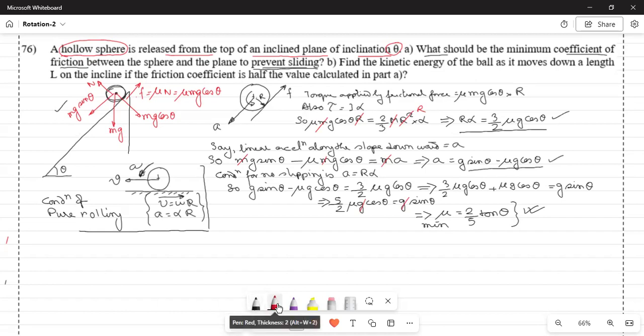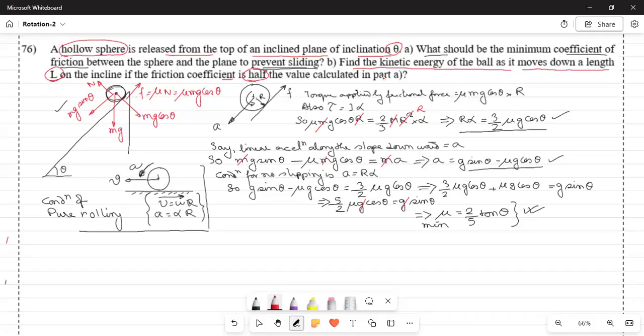There is a second part of the question. Find the kinetic energy of the ball as it moves down a length L. The friction coefficient is half the value calculated in part A. That means the friction coefficient is half of the minimum value. Then what will happen? Then the ball will start slipping and at the same time it will roll.